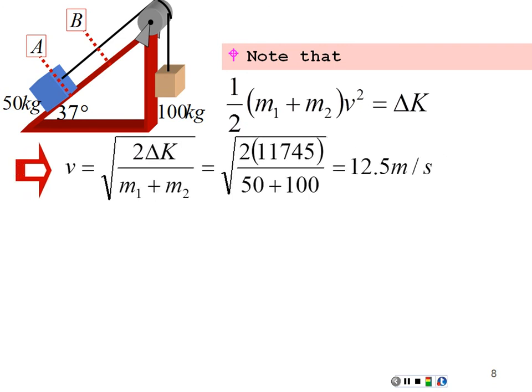We can solve this for our final speed. Our final speed will be the square root of 2 times the change in kinetic energy divided by the total mass. 2 times 11,745 joules over 150 kilograms, square root, is 12.5 meters per second. That's the final speed of both masses. Mass 1 going up the incline, mass 2 falling. They both have the same final speed.